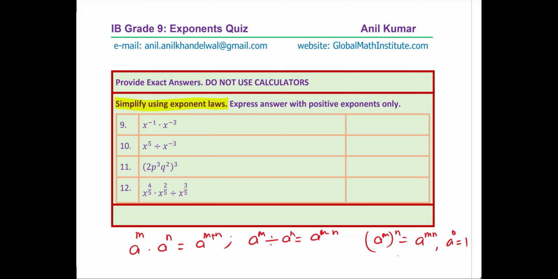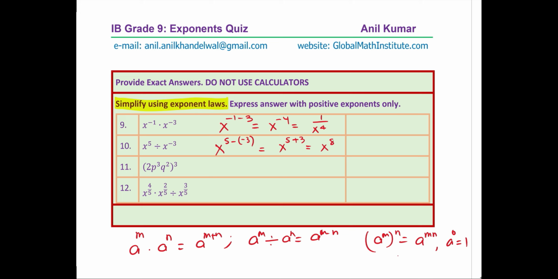Express with positive exponents. That means you can do x to the power of minus 1 and add this, it becomes minus 3, which is x to the power of minus 4, which you can write as 1 over x to the power of 4. So think like this to get the answer. Now when you divide, it is x to the power of 5 minus of minus 3, which is x to the power of 5 plus 3, or x to the power of 8. So that becomes your answer.